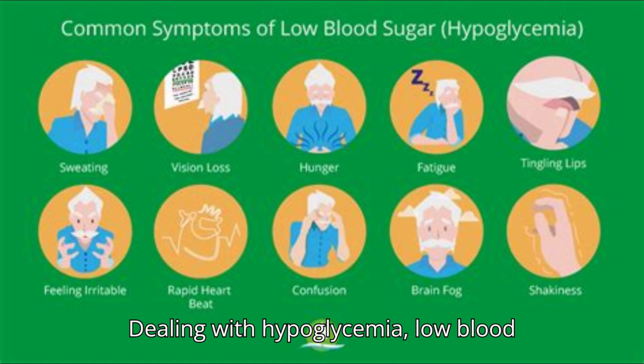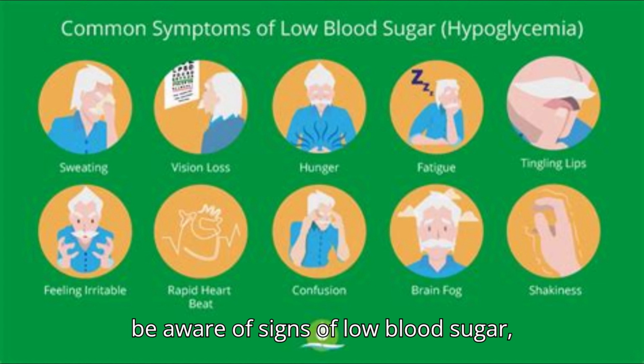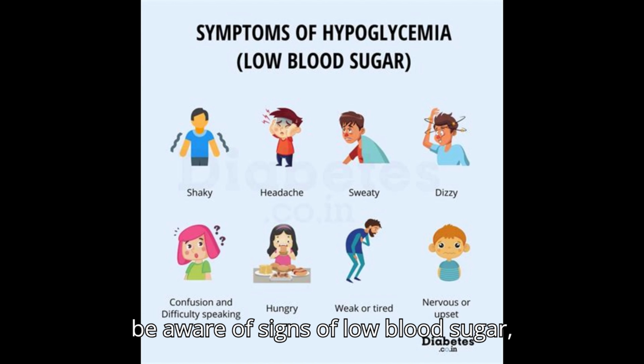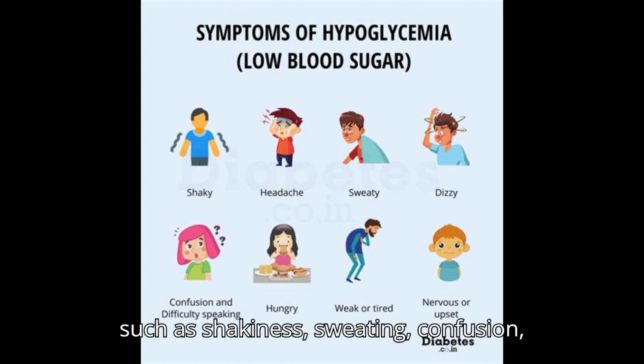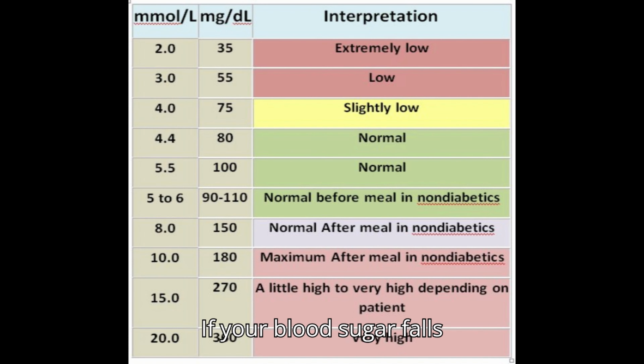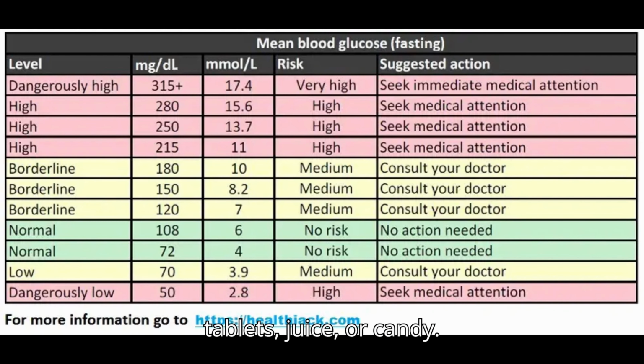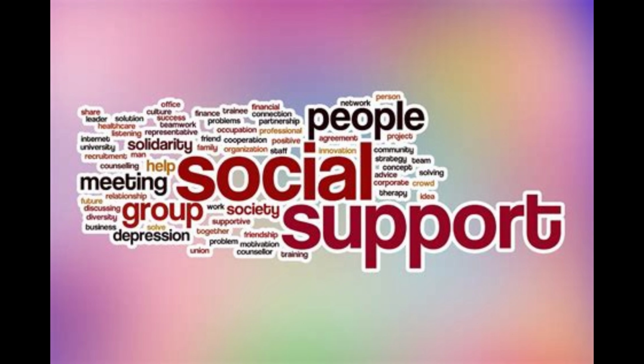Dealing with hypoglycemia, low blood sugar. Recognizing symptoms: be aware of signs of low blood sugar, such as shakiness, sweating, confusion, irritability, and dizziness. Immediate action: if your blood sugar falls below 70 mg per deciliter, consume something sugary, like glucose tablets, juice, or candy. Recheck your blood sugar after 15 minutes to ensure its return to a safe level.